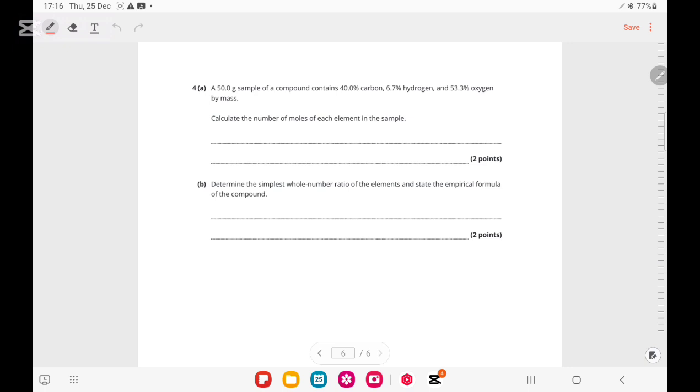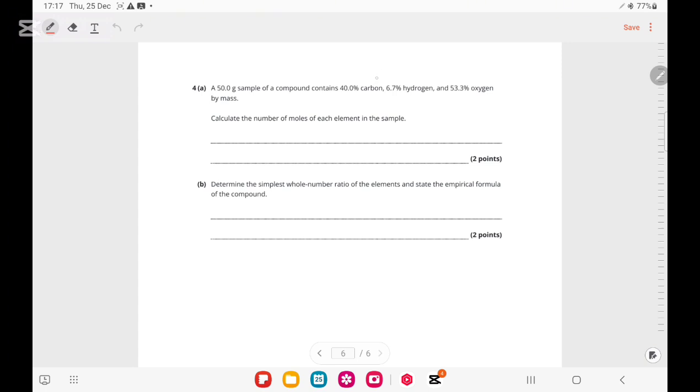What can we do here? We are given the mass and the percentages. So the best approach for us is that first we are going to find the mass of each element. And how can we do that? Just let me explain this one.